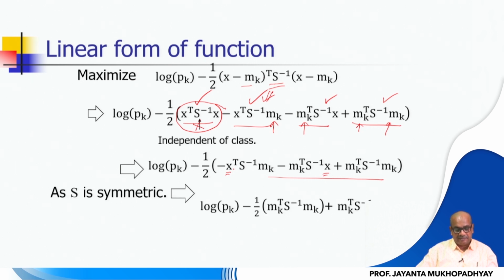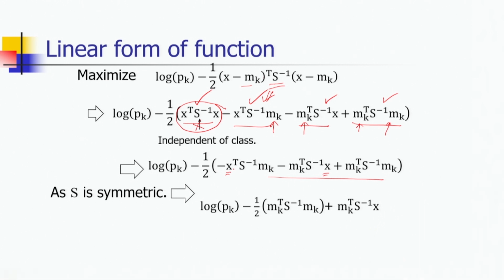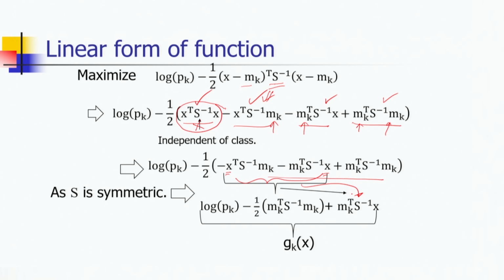And as S is symmetric, we can also write this in this form. We can reduce it further because S is symmetric, so you can combine terms and write it in this form. So this is the final simplified expression when the covariance matrix is same for all the classes, and it becomes a linear discriminant function. So this is what is the linear discriminant function.